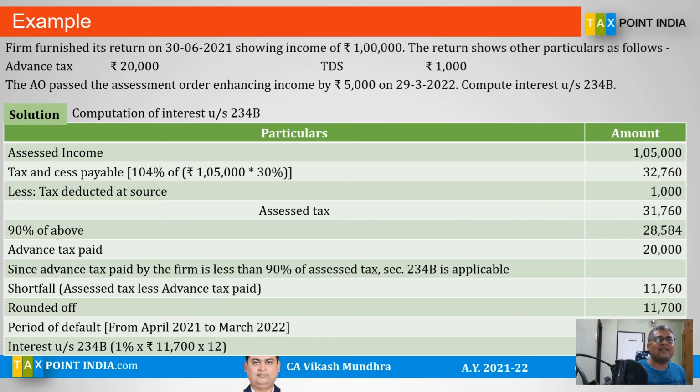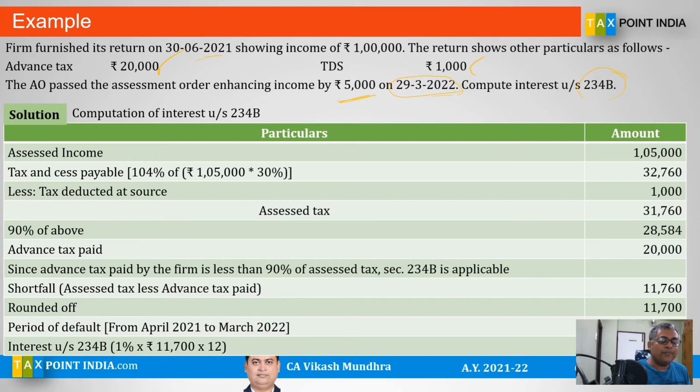Now, our next example relates to 234B. A firm furnished its return on 30th June 2021 showing income of rupees 1 lakh. The return shows that other particulars are as follows. Advance tax 20,000, TDS is only 1,000. The assessing officer passed an assessment order enhancing the income by rupees 5,000 on 29th March 2022. Compute interest under section 234B.